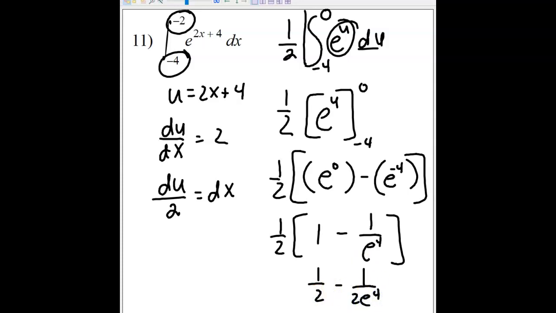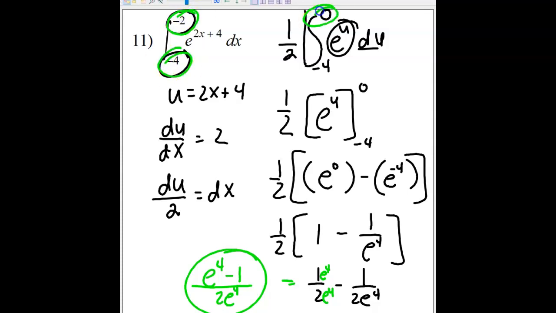Honestly, at this point, it's fine. If you wanted to stop, you could. But you could also get a common denominator by multiplying this one on the bottom by e to the 4th and also on the top. And then by putting them together into a single fraction, you can end up with e to the 4th minus 1 over 2 e to the 4th. But I don't know, it's kind of extra to me. But just in case you get a multiple choice question where you need to do that, that's how you do it. But the big aha here is that when you're doing a u sub with limits, you have to change the limits using the u equation also.